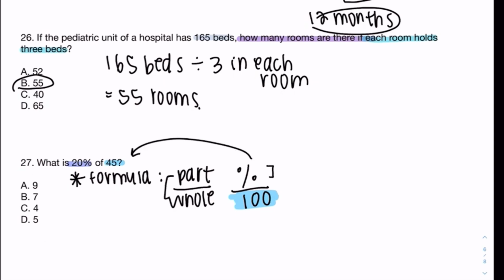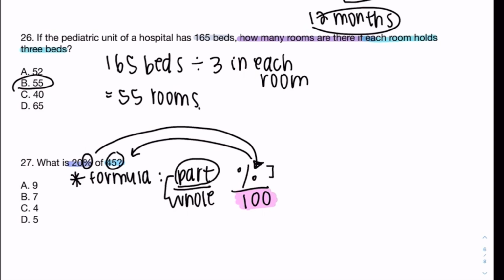Alright, so as always, we're just going to fill in the blanks, and this percent right here is always going to go there. Anytime you see a percent, that's where it goes. That 100 is always going to be there. Always, always, always. It's always a part of the formula. So, part over whole and percent over 100.